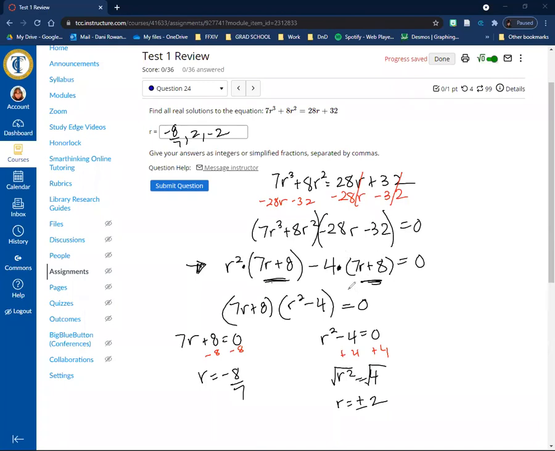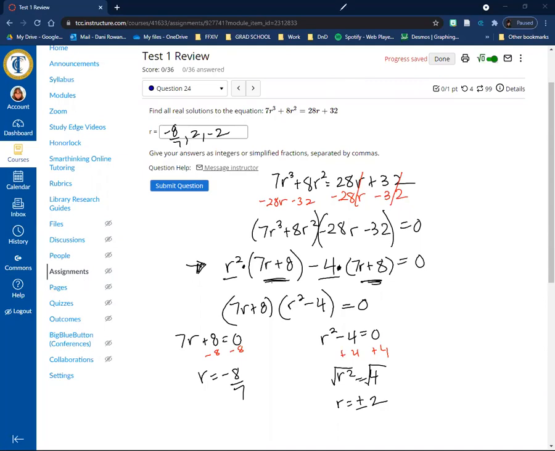They have that same pair factor. Yeah. So if we factor that 7r plus 8 out, what's left? Oh, I got the r squared minus 8, or minus 4. Yeah. And then we set each of those equal to 0 and solve. All right.